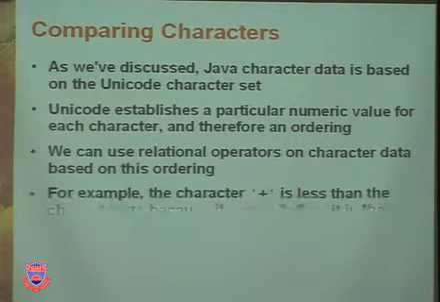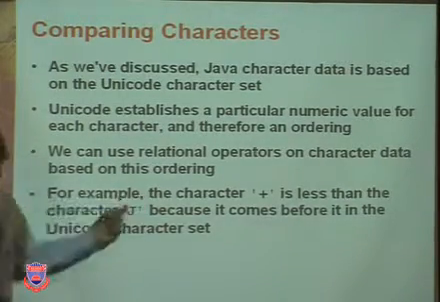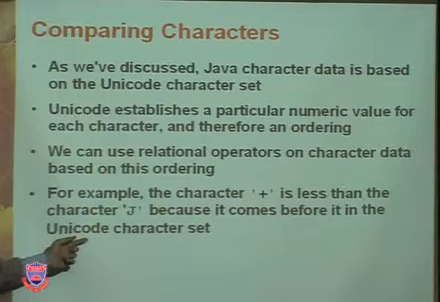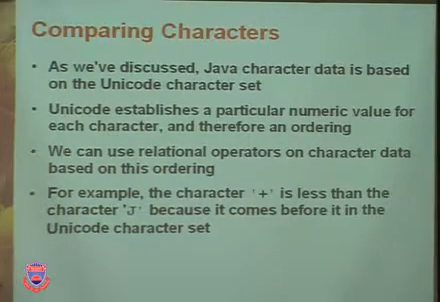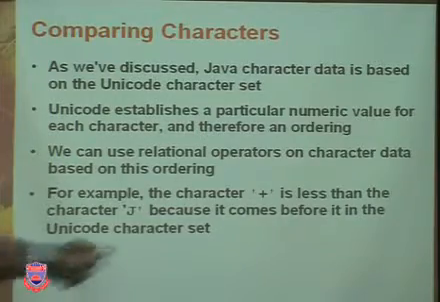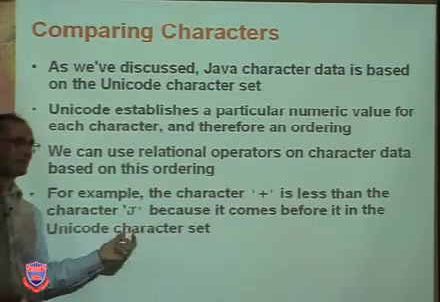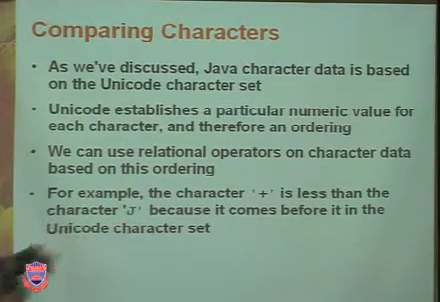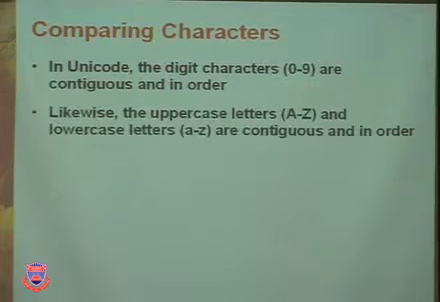So comparing characters, the character plus is less than the character j because it comes before in the Unicode character set. So the binary or the number representation of plus is less than j, and that's why it is going to come before j, and it is going to be less than j if you do a comparison one-to-one between these characters. So you can compare characters based on their orders.